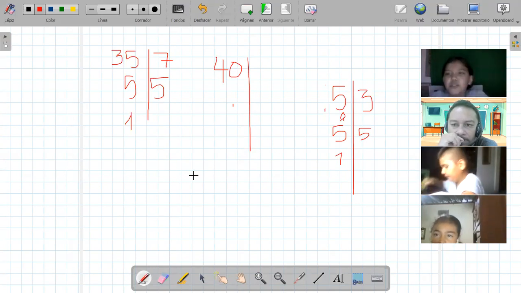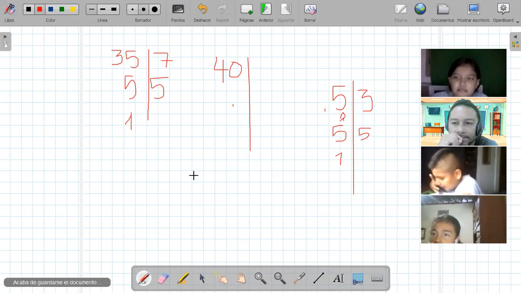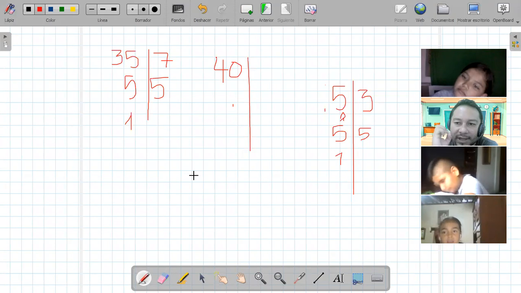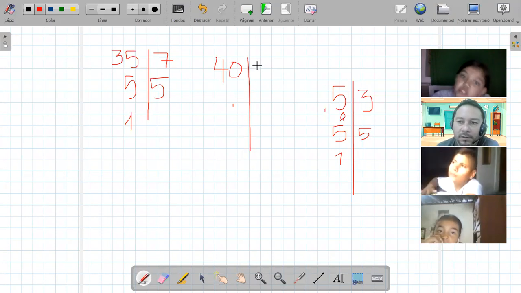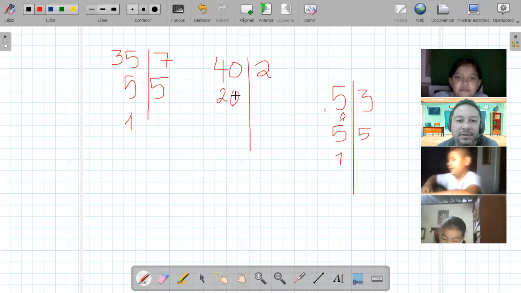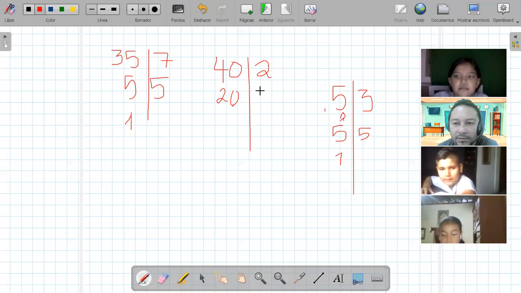Oh, can we use 10, mister? 10, 5. Remember that it is the half in the prime numbers. Okay. 20. 2 and 20, because 2 times 20 is 40. 20 has a half. Then we are going to write 10. And 1 has no half. 5 has what?